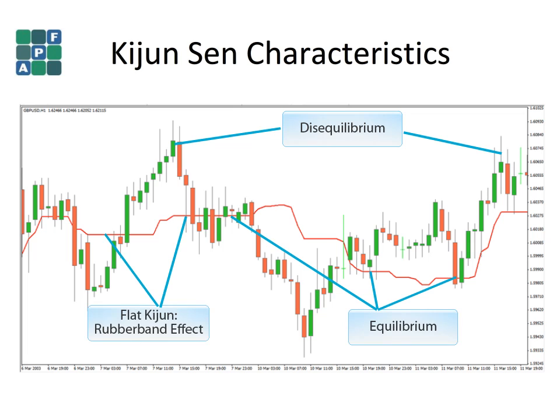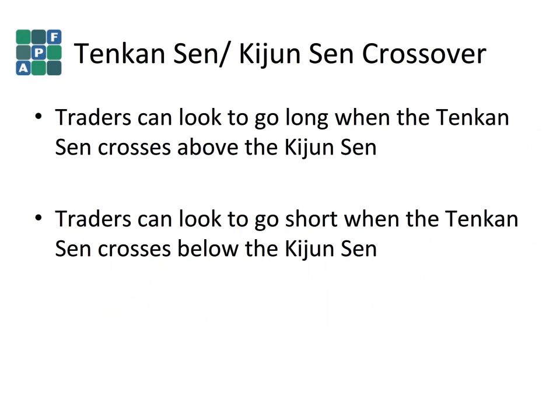If prices are making higher highs, the Kijun Sen will be angled upwards, and vice versa, angled downwards when prices are making lower lows. Similar to the moving average crossovers, whenever the faster moving Tenkan Sen crosses above the slower moving Kijun Sen, a bullish signal is generated. Correspondingly, a bearish signal is generated when the Tenkan Sen crosses below the Kijun Sen. We will visit an example next.